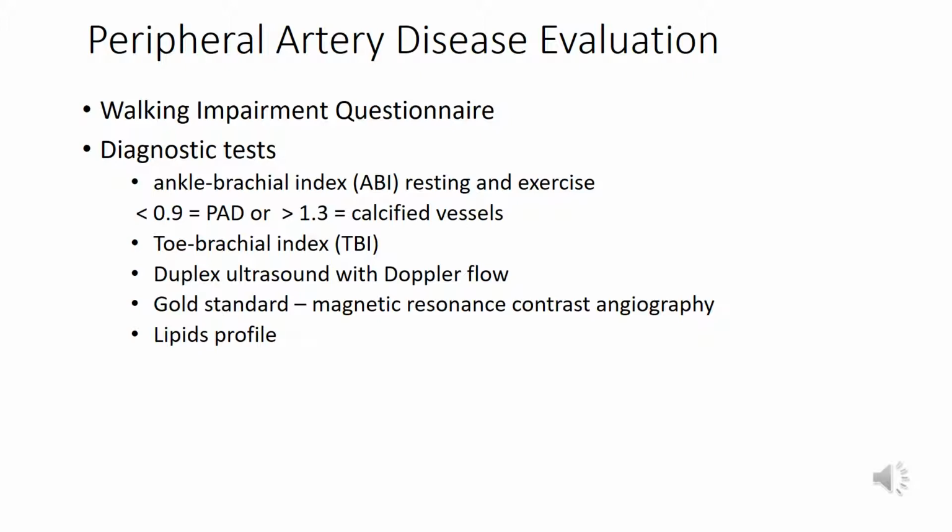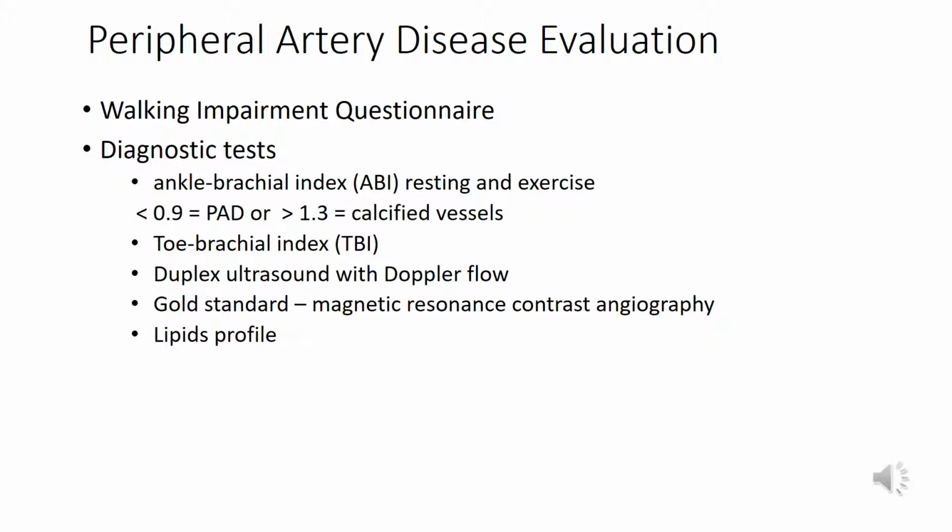Normal ranges are going to be 0.9 to 1.3. If you have below 0.9, you're looking at PAD. If you have above 1.3, you likely have calcified vessels.